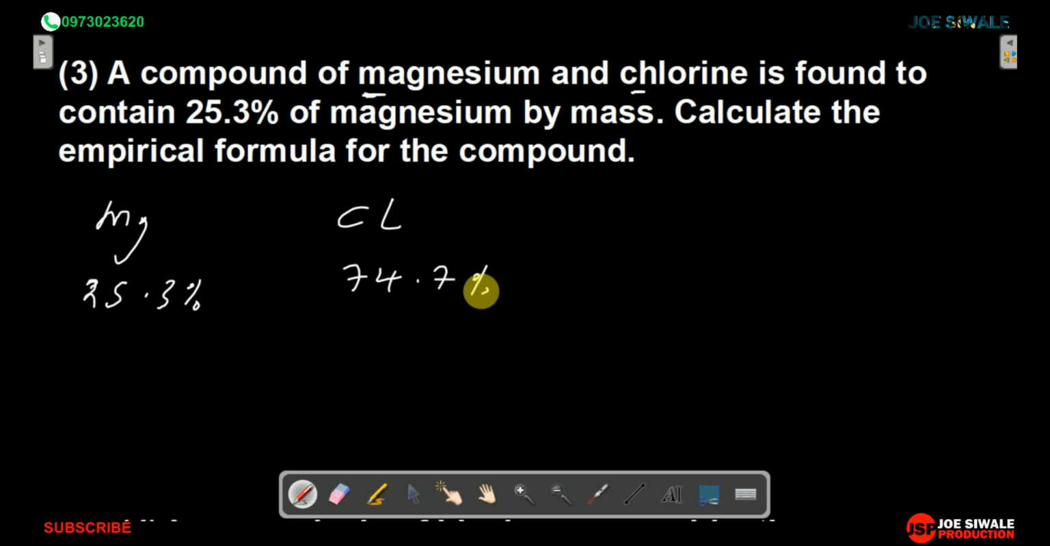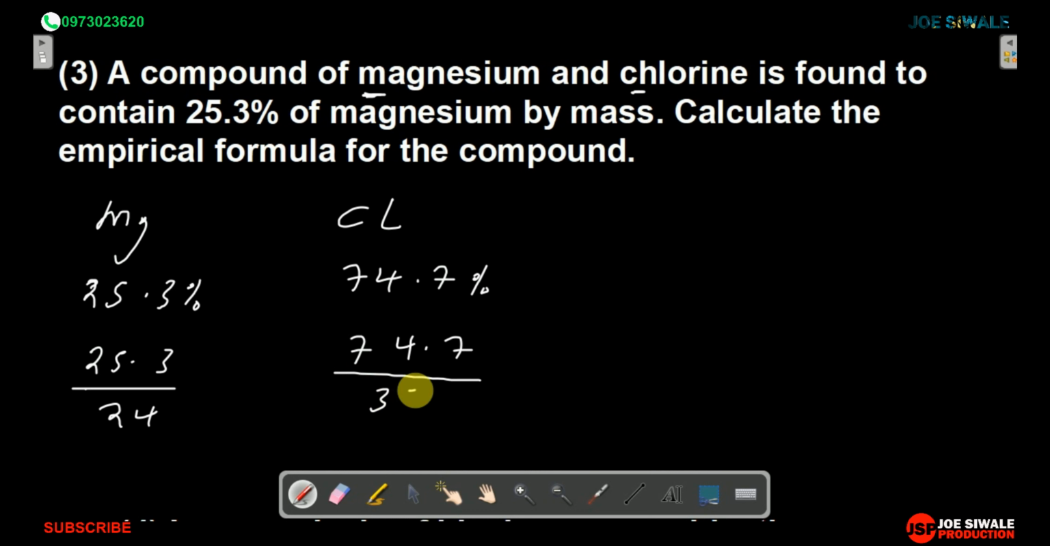74.7%. And since we have our percentage mass there, we can say we're going to have 25.3 for magnesium, and chlorine, the mass, we're going to have 74.7. And the next thing that we're going to do, we're going to divide this by the relative atomic mass of magnesium, which is 24. Then the relative atomic mass of chlorine, that's 35.5.